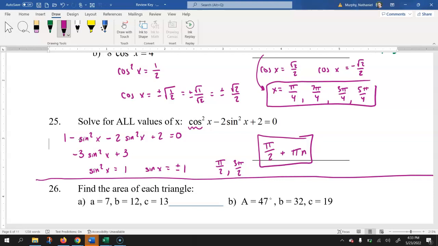All right, so that's the end. I'm going to stop there with number 25 because that is where we ended at with chapter 5A.